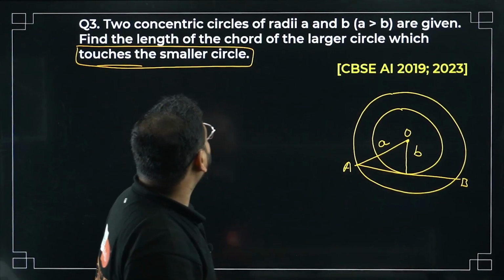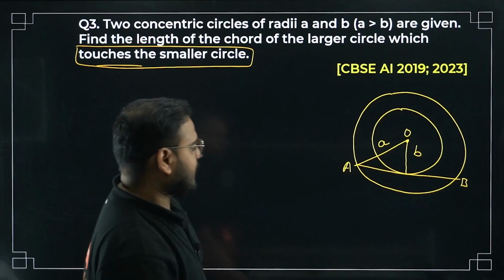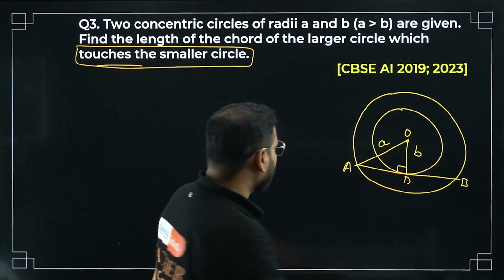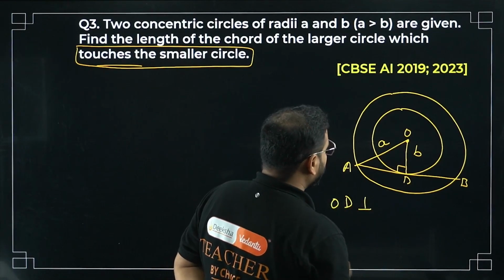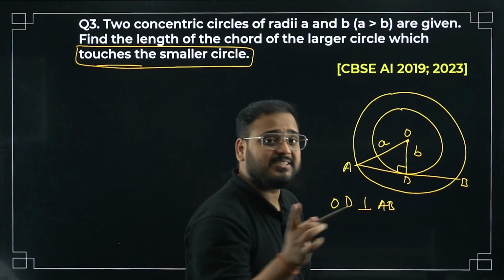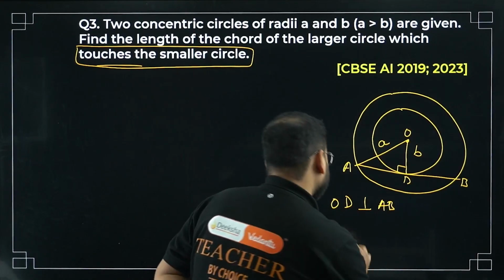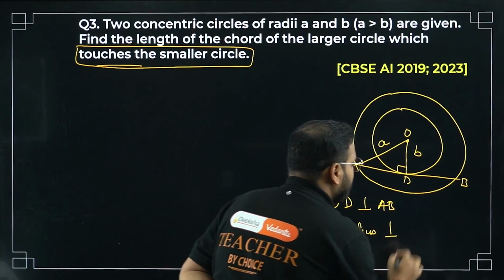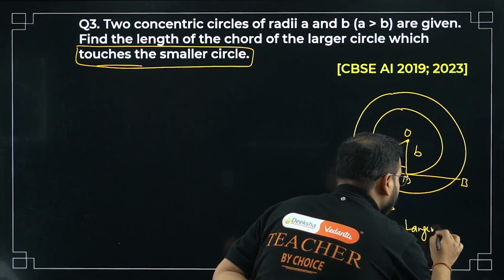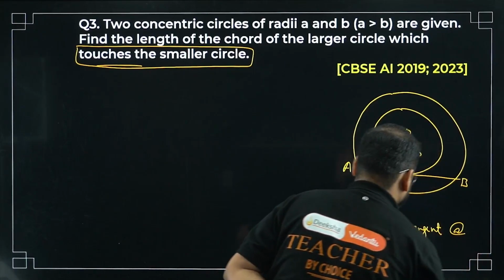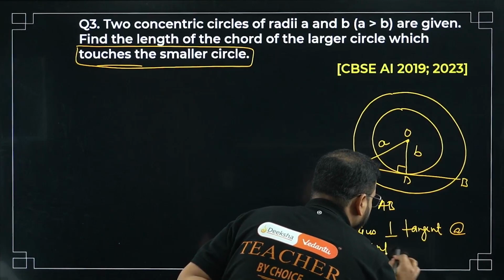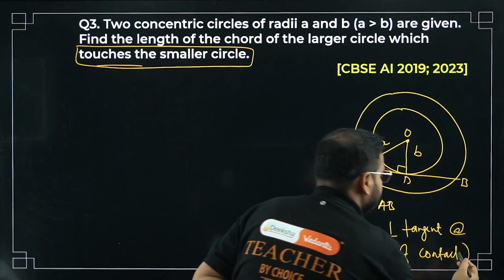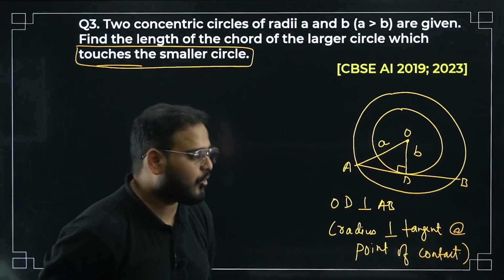So we're looking to find the length of the chord of the larger circle. Let's call this point D. We know OD is perpendicular to AB. The reason: radius is perpendicular to the tangent at the point of contact. At the point of contact. All of you agree? Yes, sir.